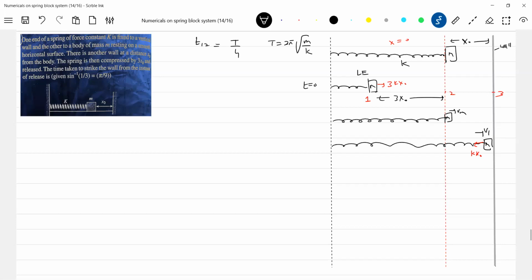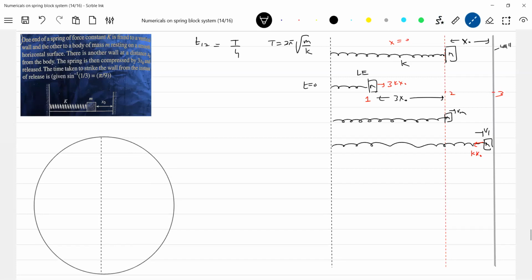Well, how to calculate the time taken to move from 2 to 3? I'll take a circle. That's the best thing, no? That will help us a lot. The idea of the circle will help us a lot. What is the amplitude of oscillation? It is equal to 3x naught. 3x naught is the amplitude. Then what is the time taken to move from mean to only x naught? X naught, let it be this one.